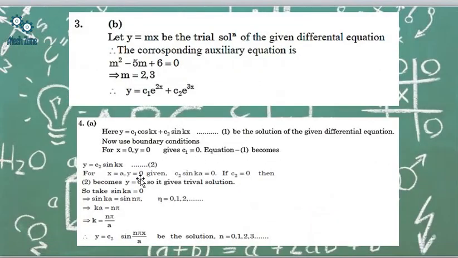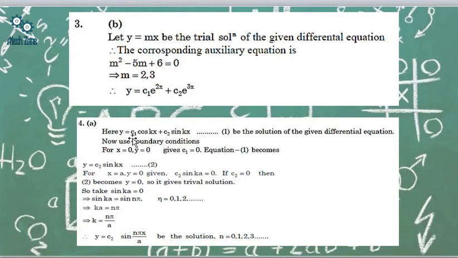We will find that the complementary function would be y is equal to c1 cos kx plus c2 sin kx. Why? Because the roots would be imaginary in nature according to the auxiliary equation, and in this complementary function we will put the boundary values. At x is equal to 0, y is also 0. So y is equal to 0 is equal to c1 cos 0 plus c2 sin 0. Now c2 sin 0 would be 0 and cos 0 is 1.